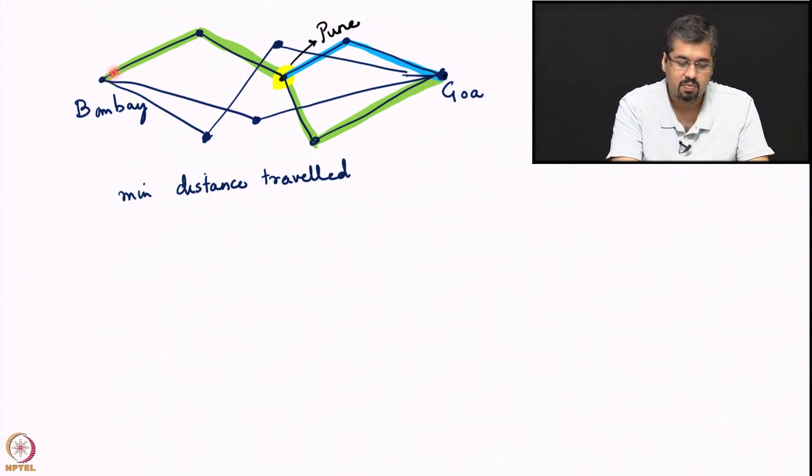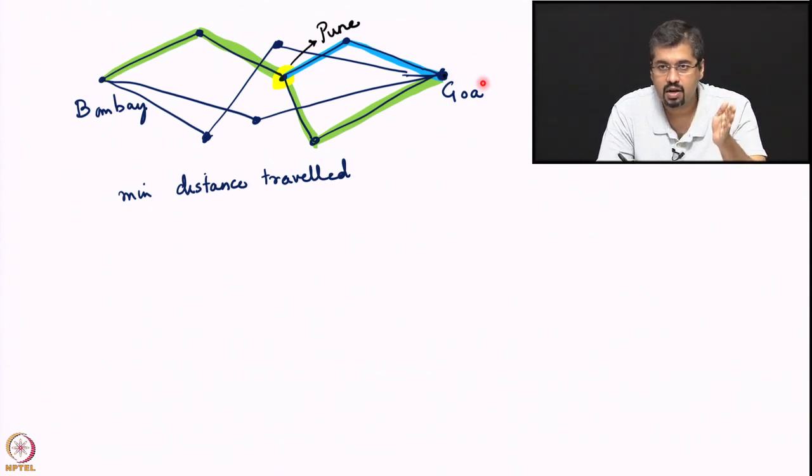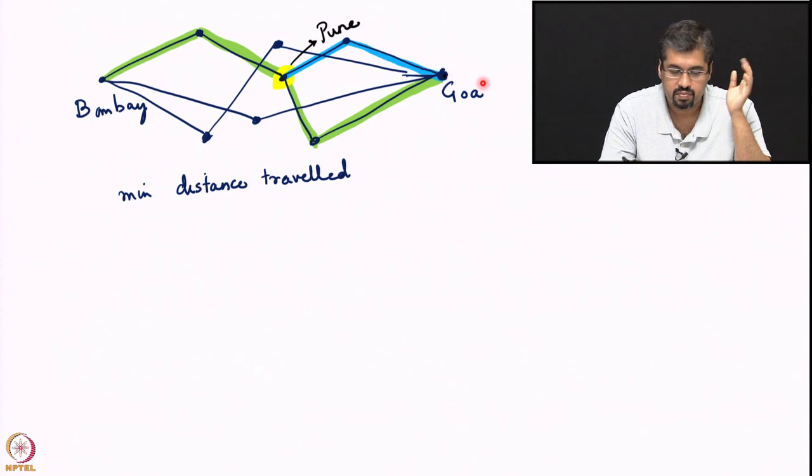Right. So, this path from Bombay to Pune and then from Pune along the blue route would be shorter than going from Bombay to Pune and then along the green route from Pune to Goa, right. So, this simple observation tells us that if you have found a shortest path from Bombay to Goa, and then I look at that path at any intervening node, in this case Pune or any other node, let us say this one here.